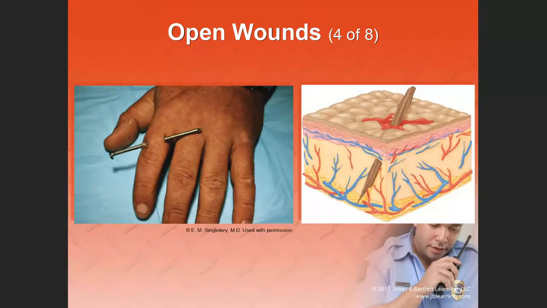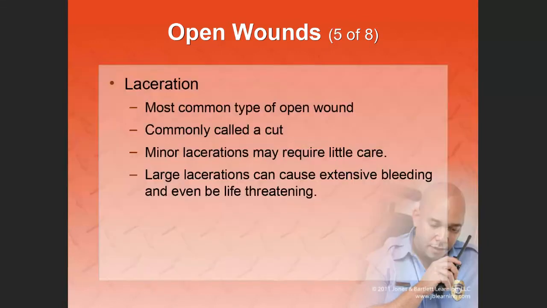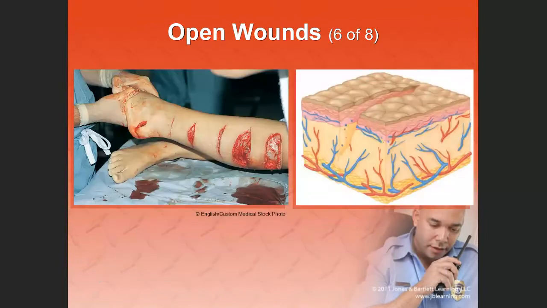And this is a picture of penetrating trauma or puncture. Now, laceration. Most common type of open wound, commonly called a cut, and it can be a jagged cut or it can be a clean incision. Minor lacerations may require little care. Large laceration can cause extensive bleeding and even be life-threatening. There's an example of that.